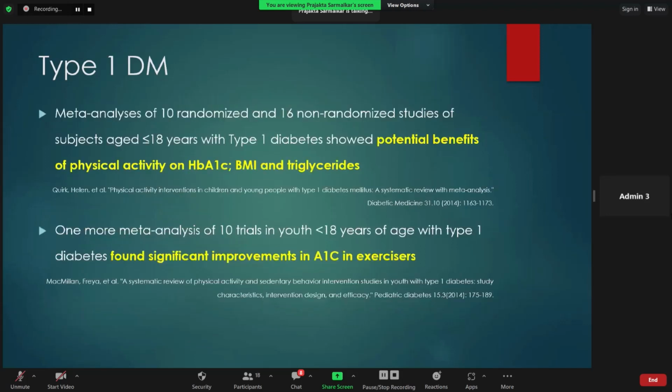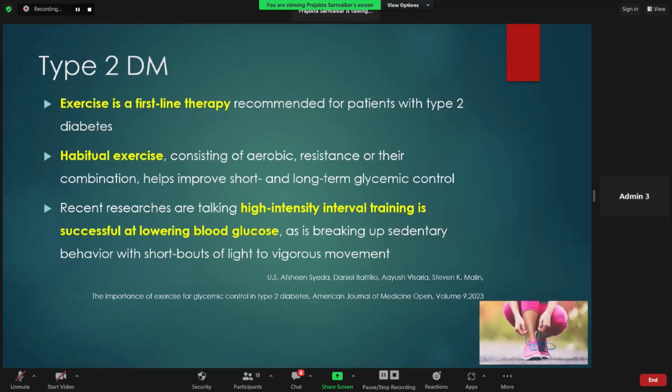These were nice articles that I came across that stated the potential benefits of physical activity on triglycerides. And the other one also said that there was a significant improvement in A1C in the exercisers with type 1. Coming to type 2, it is much easier to handle type 2 because they're usually adults and they understand what we're trying to tell them. Exercise should be the first line of therapy. Habitual exercise is about doing something routinely for a period of time so that there is better control of glycemic, blood glucose levels.